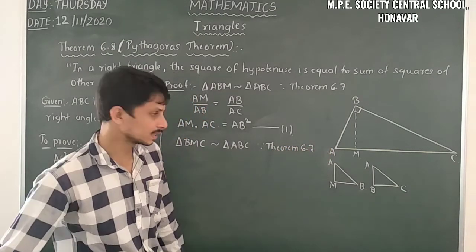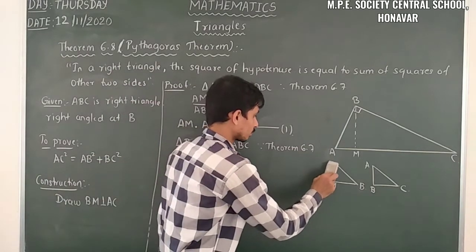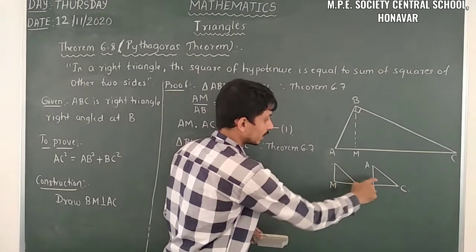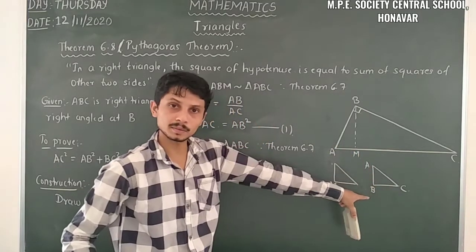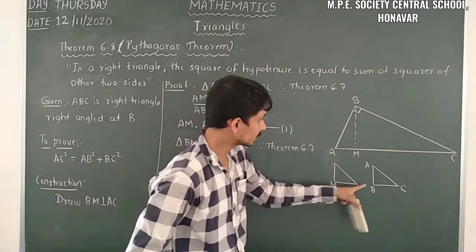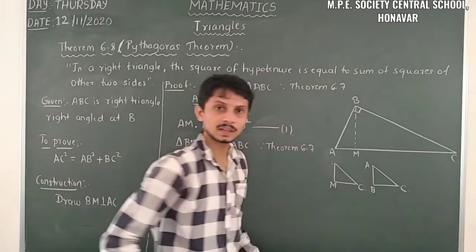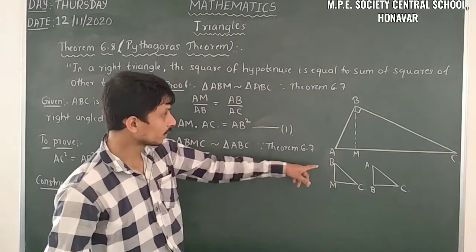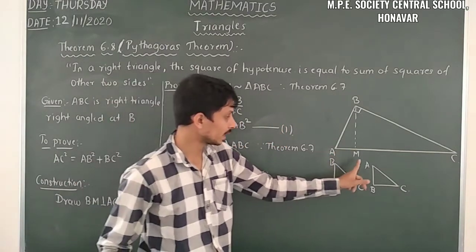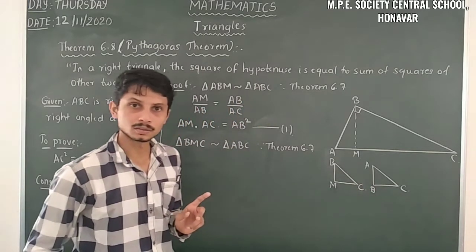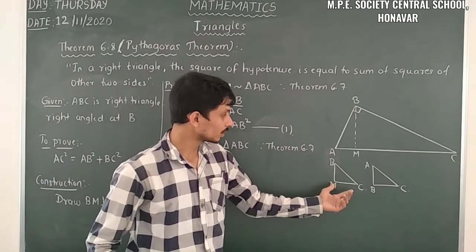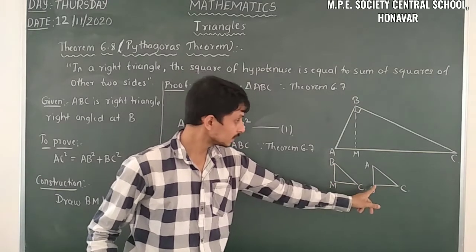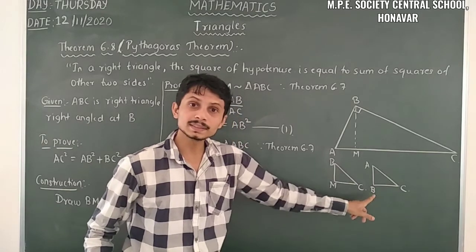Let us take BMC here. Just observe, there is a right angle at M here, and a right angle at B. It is correct. And C is common for those two triangles, BMC and AMC. Here BC is common, so that's why we have to take BC.